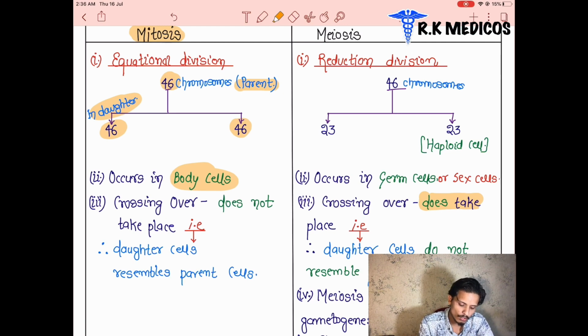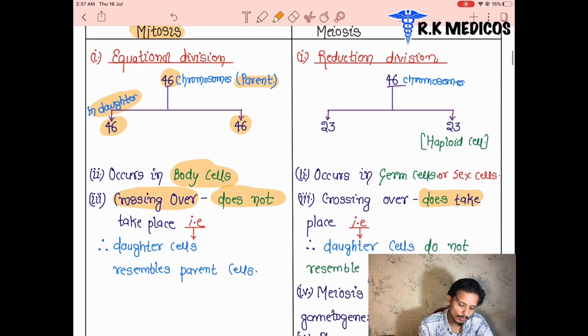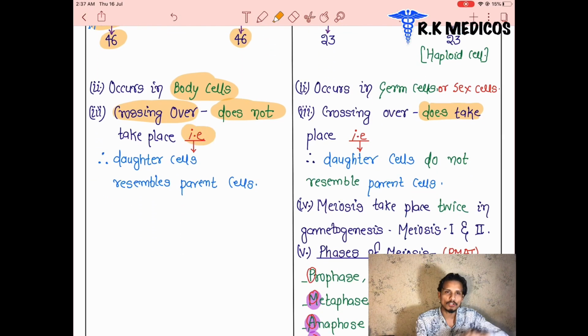There is no crossing over in this type of cell. There is no crossing over in the somatic cells. That's why the daughter cells show resemblance. The daughter cells show similar features to their parent cells.